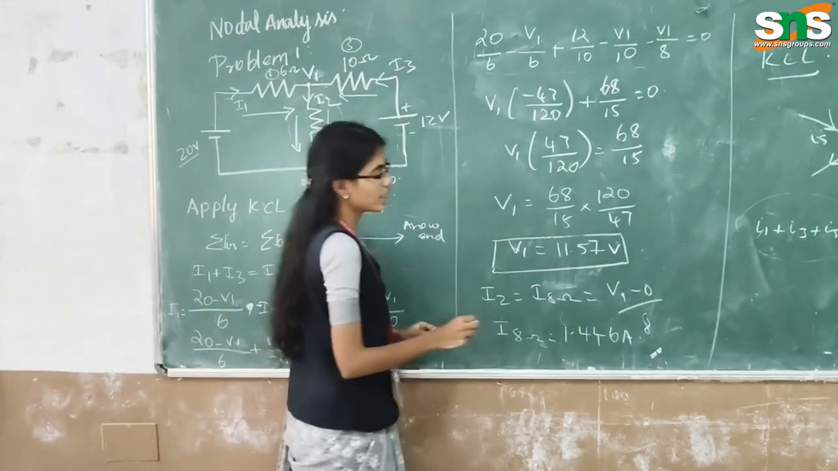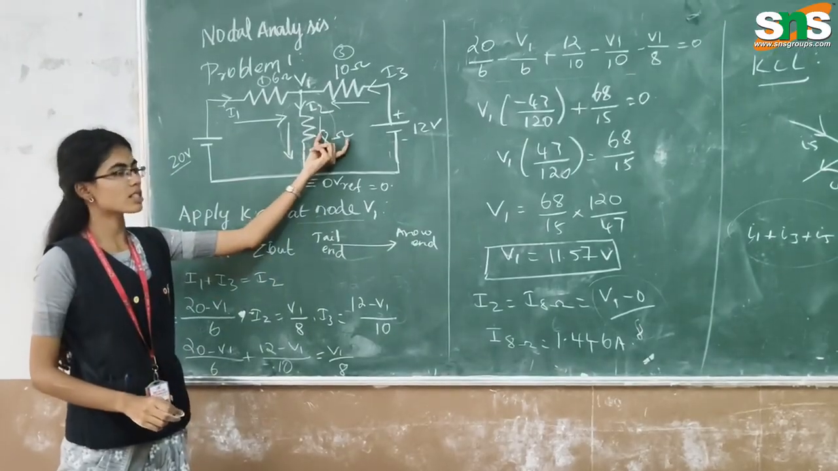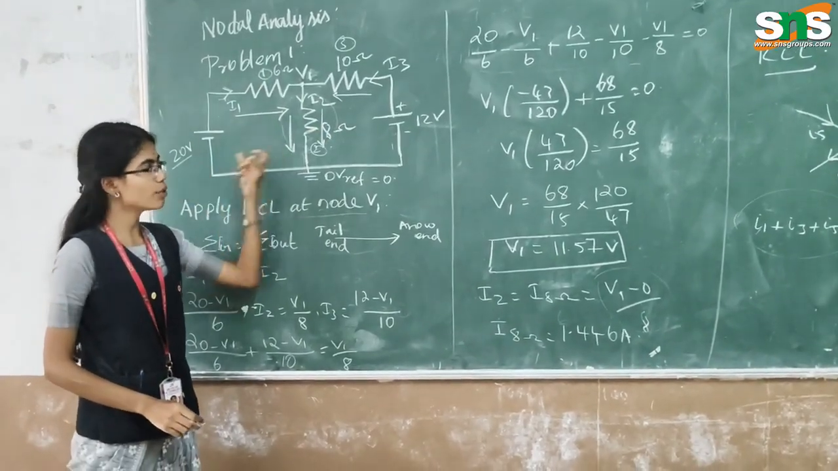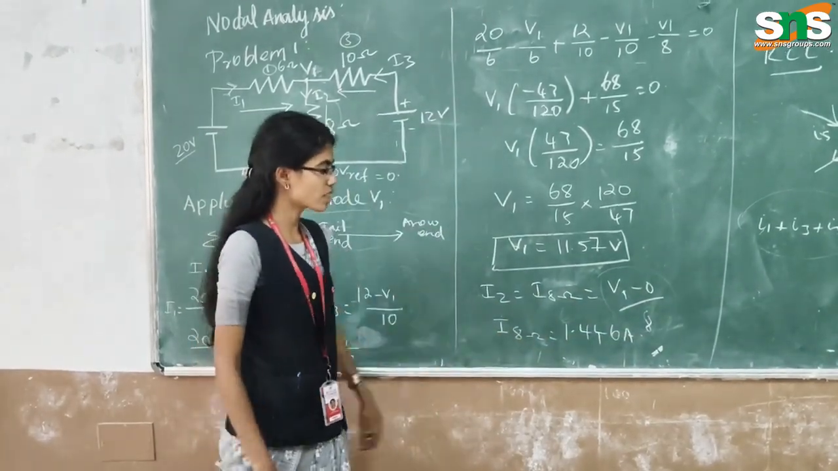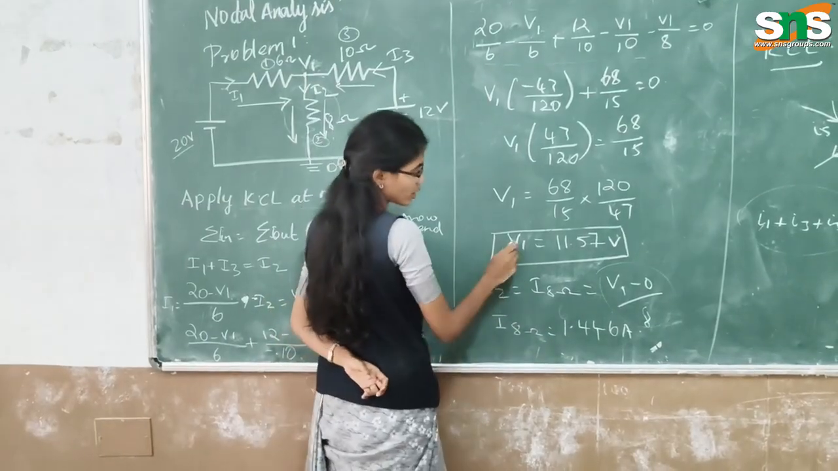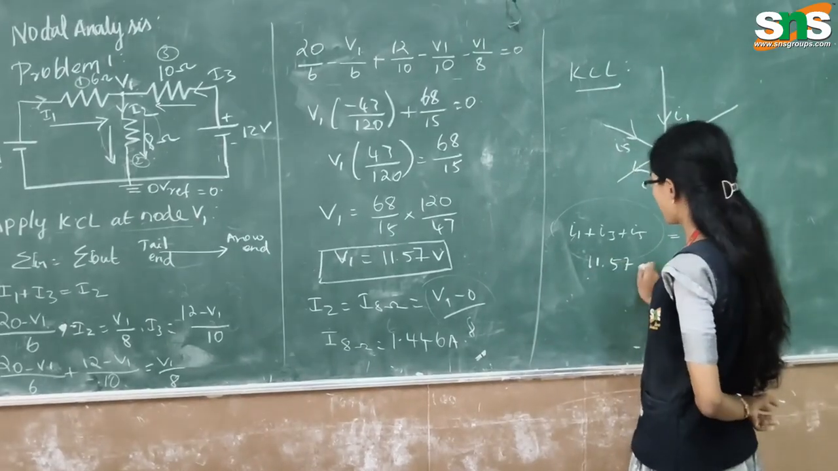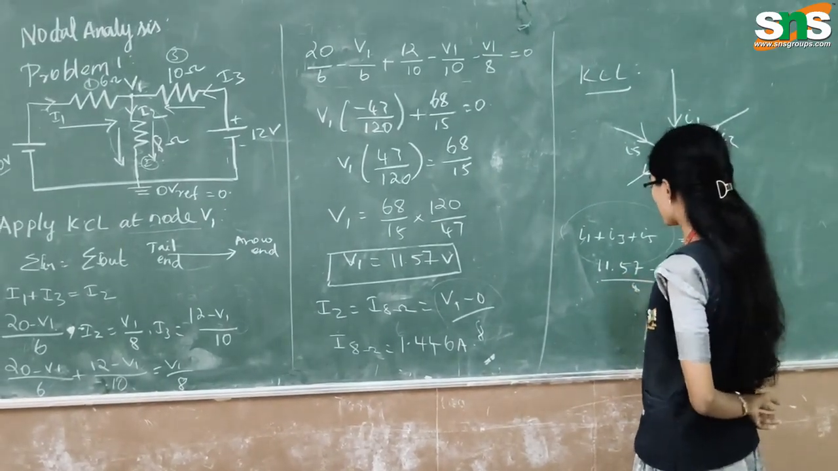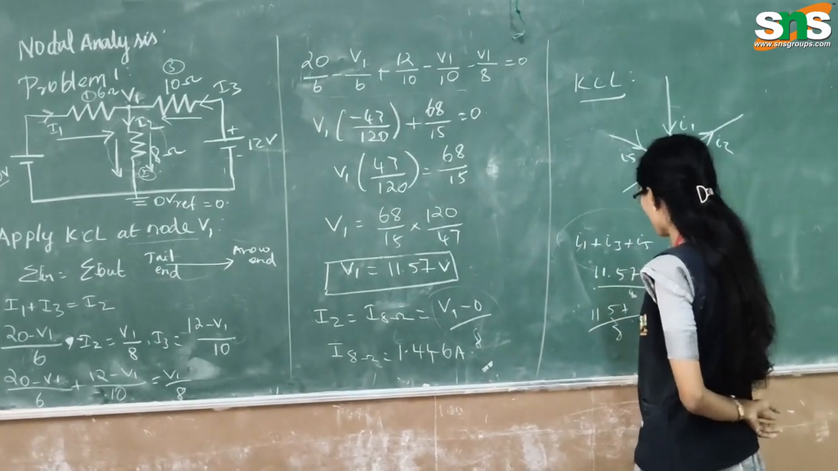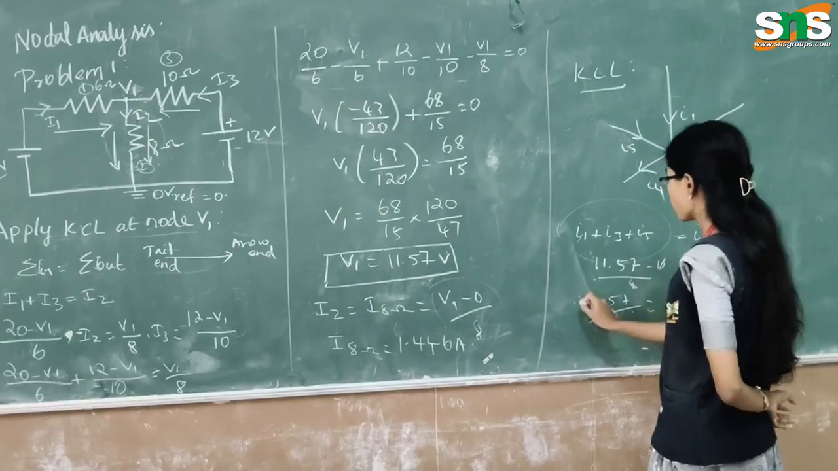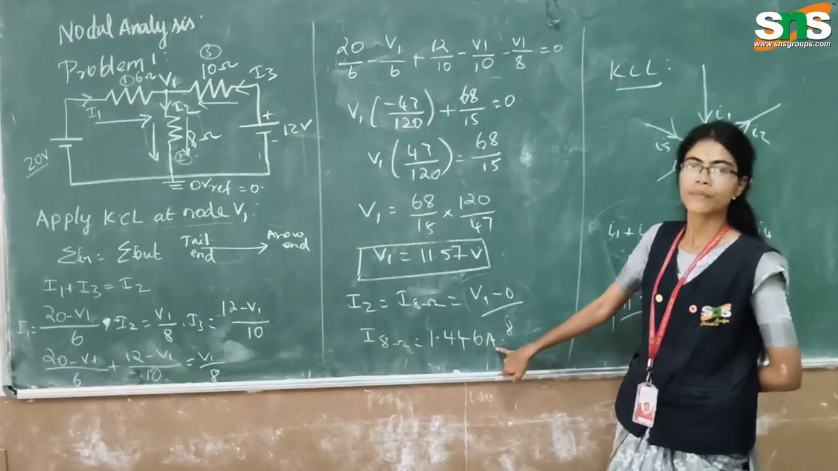Why are we writing this as V1 minus 0 divided by 8? Because we have to find the current across the 8 ohm resistor. So I8 ohm is equal to V1 minus 0 divided by 8. V1 is 11.57, so 11.57 minus 0 divided by 8. The 0 is negligible. 11.57 divided by 8, we get the value of 1.446 amps. So we have found the current across the 8 ohm resistor, and the value is denoted in amps.